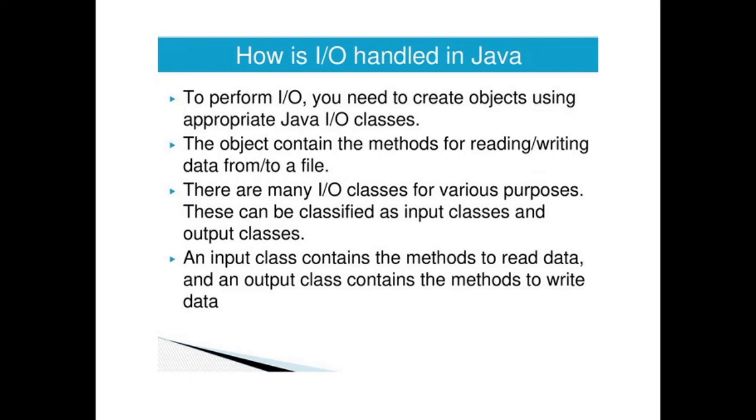But sometimes we can read and write data from files residing on the hard disk or in any associated memory, like a CD or a floppy. We can do that. The objects contain the methods for reading and writing data from or to a file. There are many input-output classes for various purposes. These can be classified as input classes and output classes.